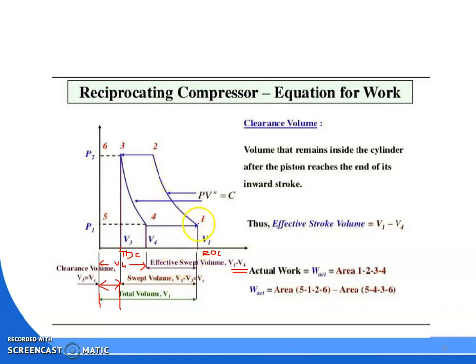Clear? Then 1 to 2 is polytropic compression. 2 to 3 is delivery. 3 to 4 is expansion. Clear? So this volume is V3, and this volume here is also Vc, so you can say V3 is equal to Vc. Clear?